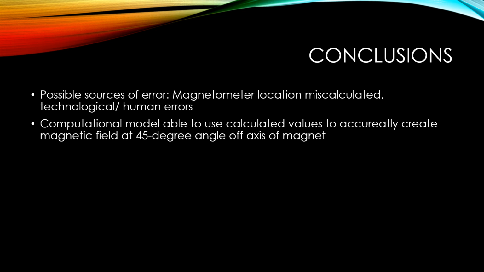So the computational model was able to use the calculated values to accurately create a magnetic field at 45-degree angles off the axis of the magnet.